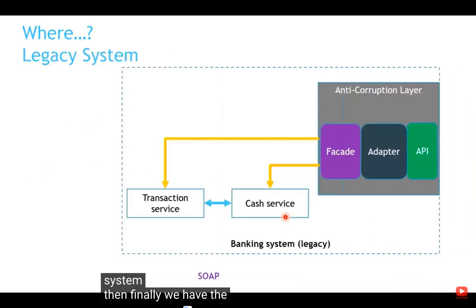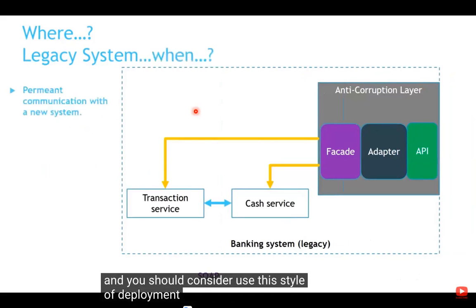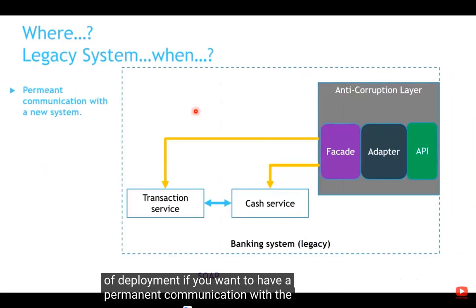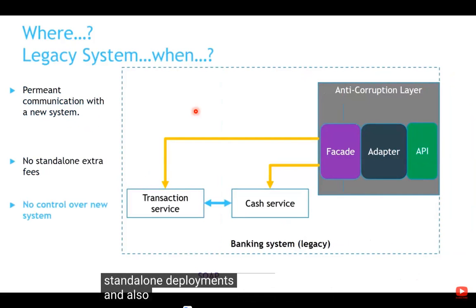Then finally, we have the last style of deployment where we can deploy our ACL in the legacy system. And you should consider using this style of deployment if you want to have a permanent communication with the legacy system and avoid paying extra cost for a standalone deployment. And also you have no control over the new system.